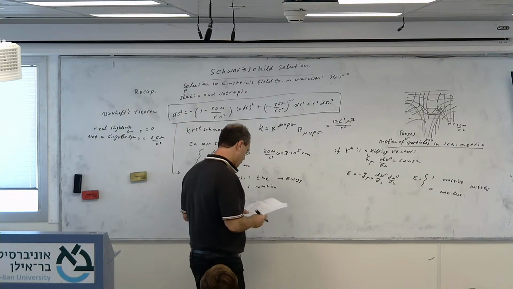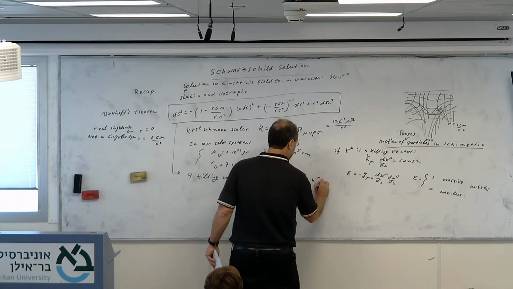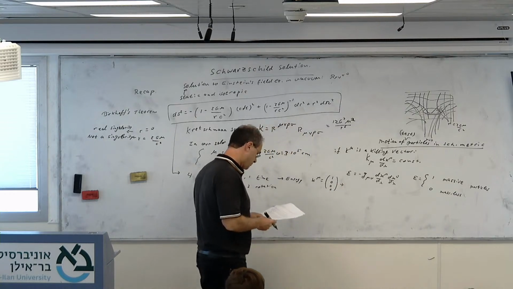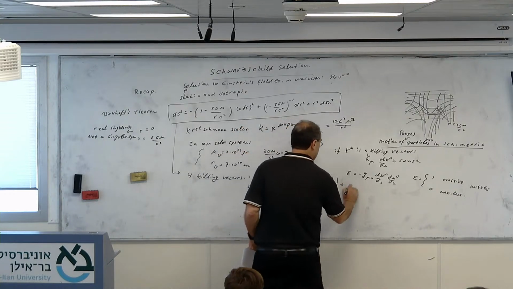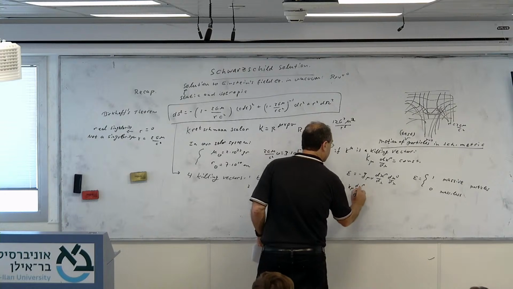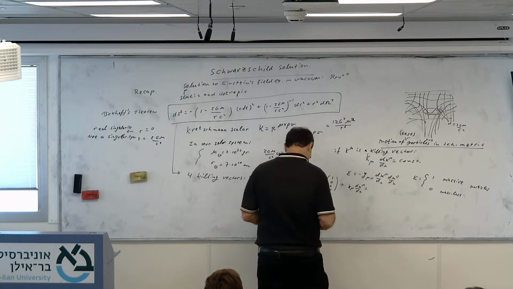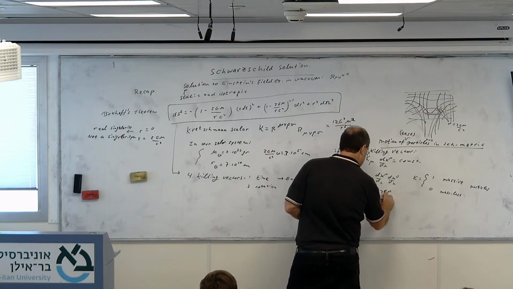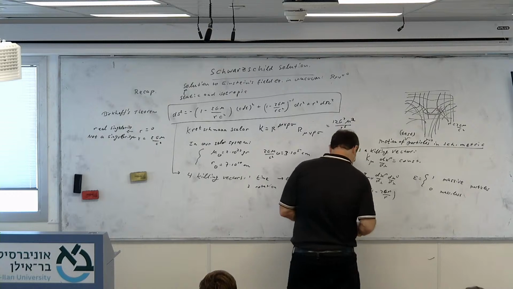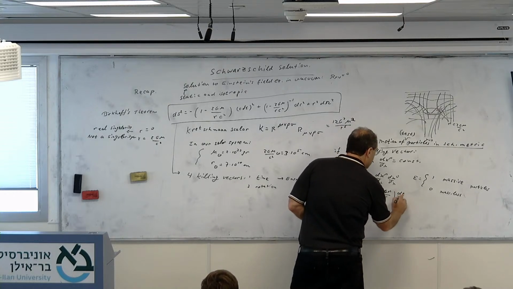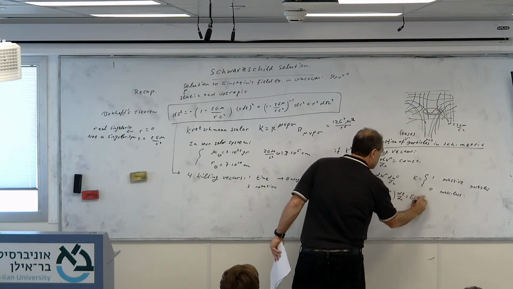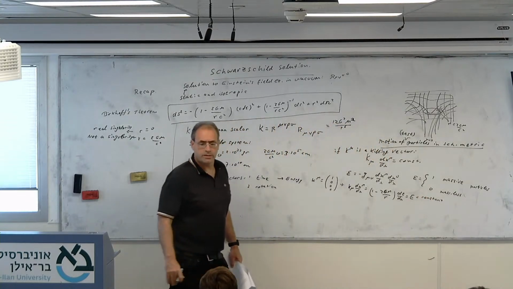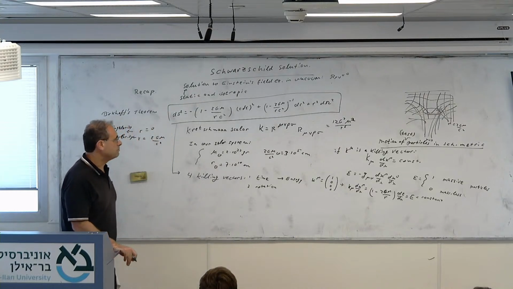The Killing vector was k mu equal to 1, 0, 0, 0. And then k mu dx mu over d lambda is (1 minus 2GM over r) dt over d lambda, which is a constant of motion, which we call E. You can simply think of it as a constant of motion, it doesn't really matter.